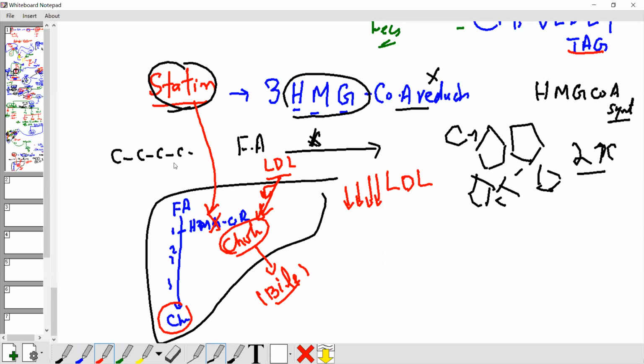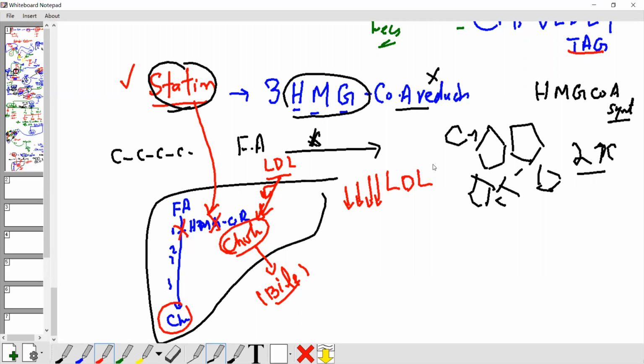If any person has hypercholesterolemia, statin is a very good drug to decrease the cholesterol level. Understand? The statin, what are they doing? They block the internal production of cholesterol from the liver. Now the liver only uses LDL to produce the bile.